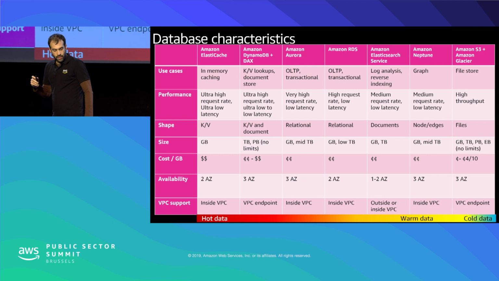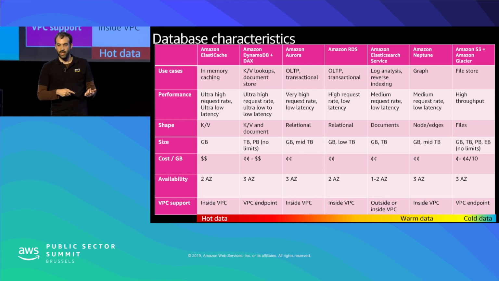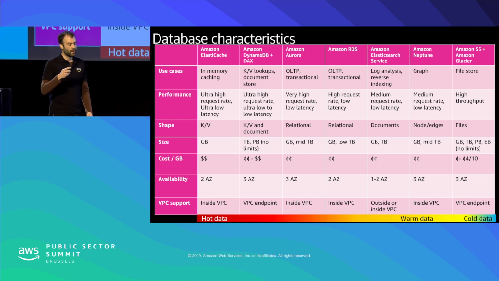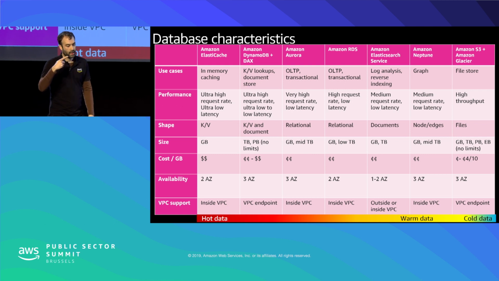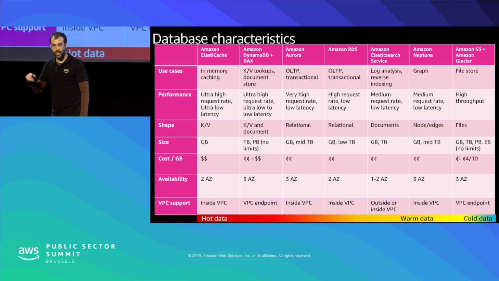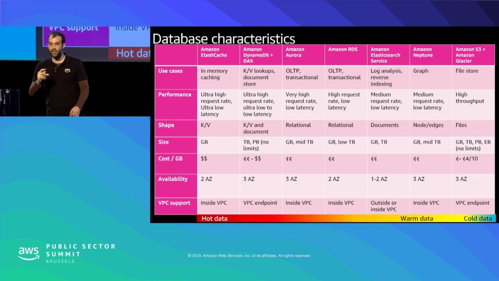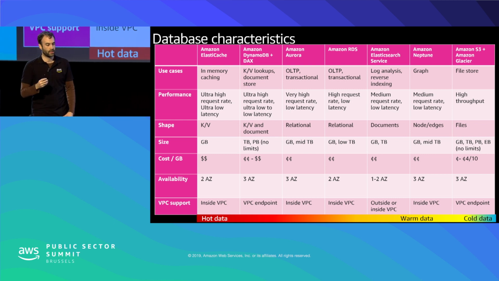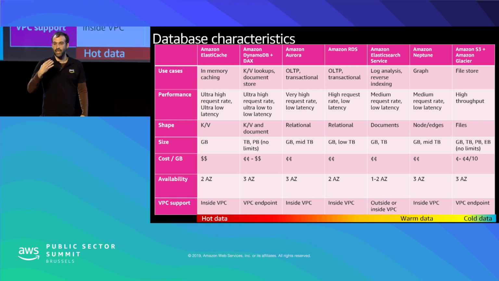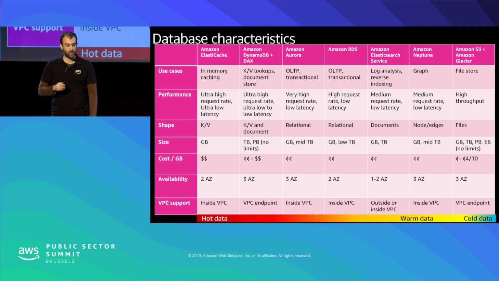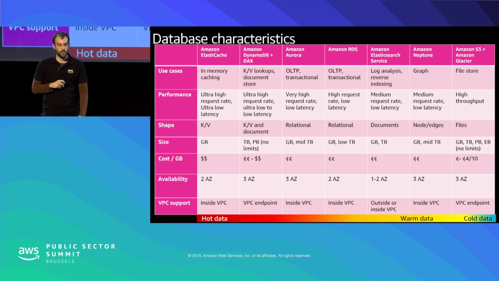So there are quite a lot of characteristics. Again, those slides will be made available. The main two characteristics are line 1, which is the use case, and line 3, the shape. So these two are the ones that really will show you what sort of database systems to use.